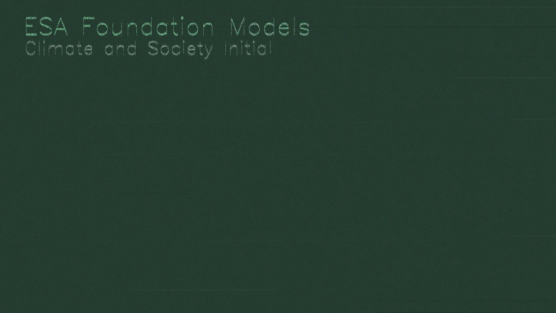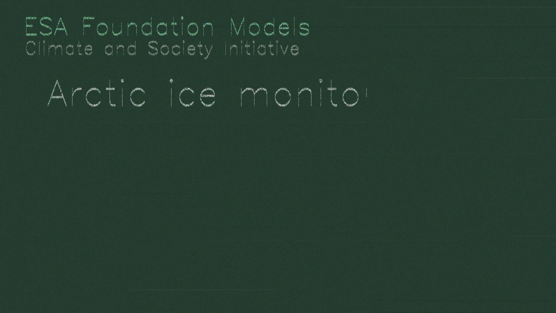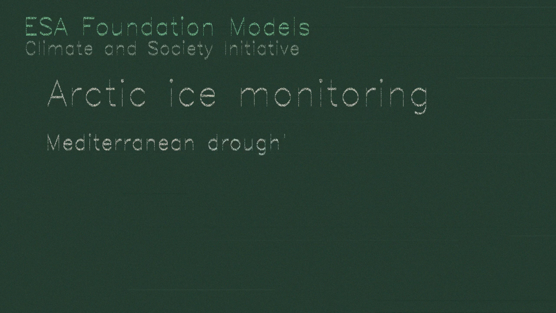What about the European Space Agency? What is their angle on this? ESA has their foundation models for climate and society initiative, and they are tying it directly to policy applications. Ice monitoring in the Arctic, drought assessment in the Mediterranean, flood zone mapping across Europe. What is particularly relevant for environmental professionals is how they are connecting these models to the Copernicus data ecosystem.